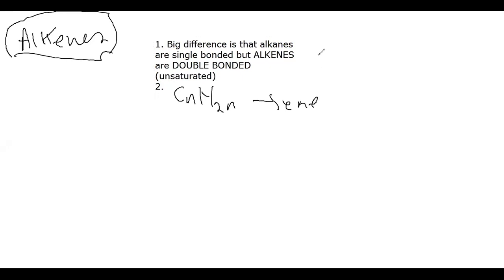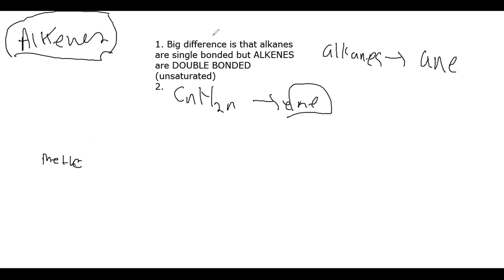And the ending is ENE. So remember in alkanes, the ending was A-N-E. Now in alkenes, the ending is E-N-E. So you will have methene, sorry, you'll have ethene, propene, ENE.